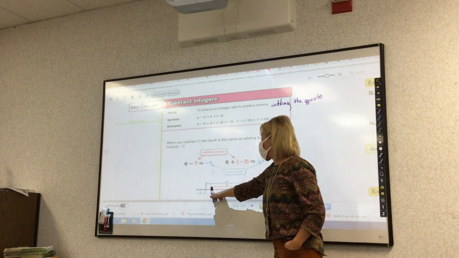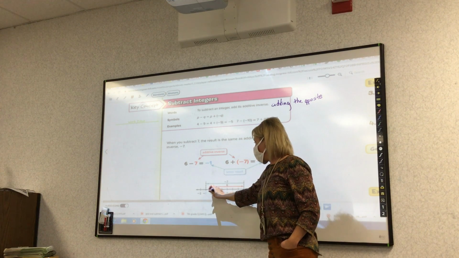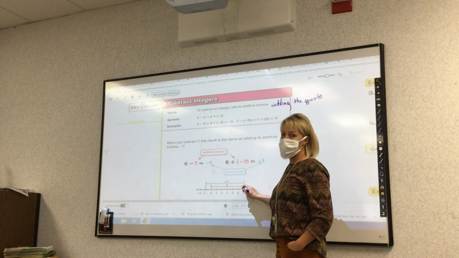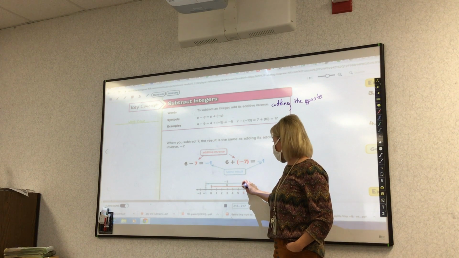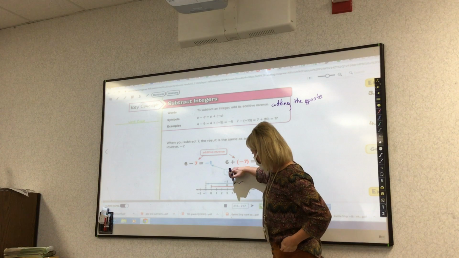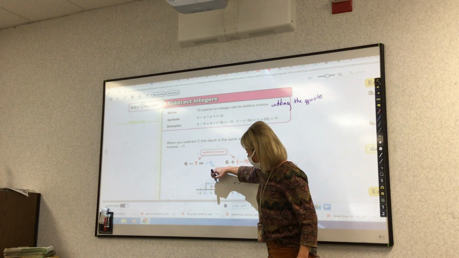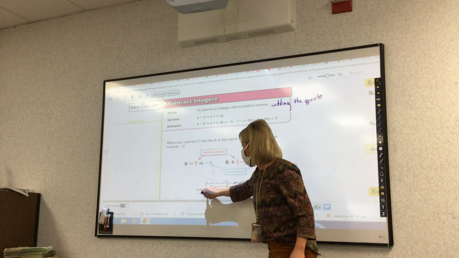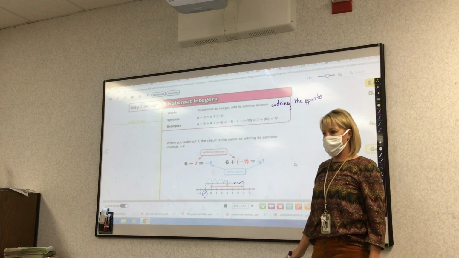So if I have on the number line 6 minus 7, I'm at 0, I go up to 6. I'm going to subtract 7, so I'm going to start at the 6 and I'm going to go back 1, 2, 3, 4, 5, 6, 7 places, and there's my answer.